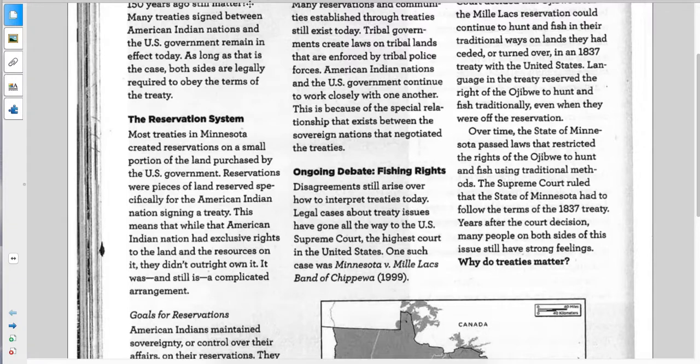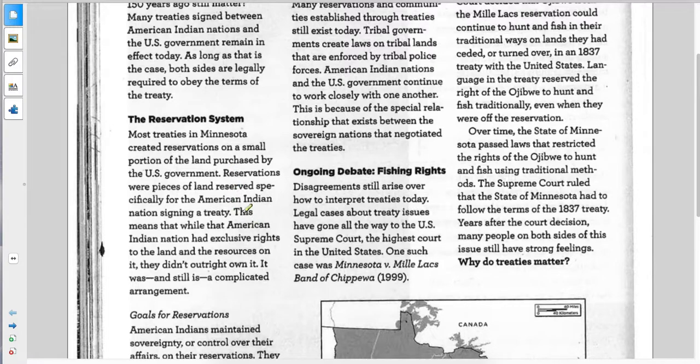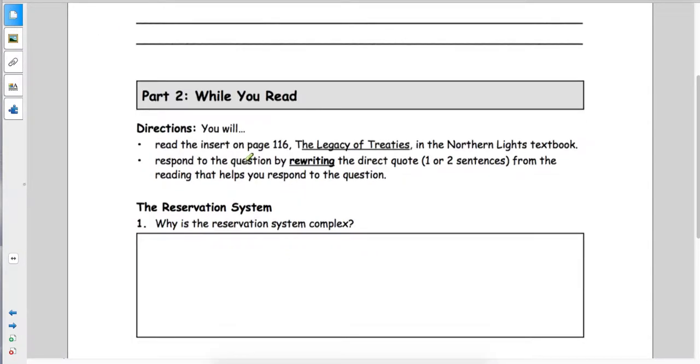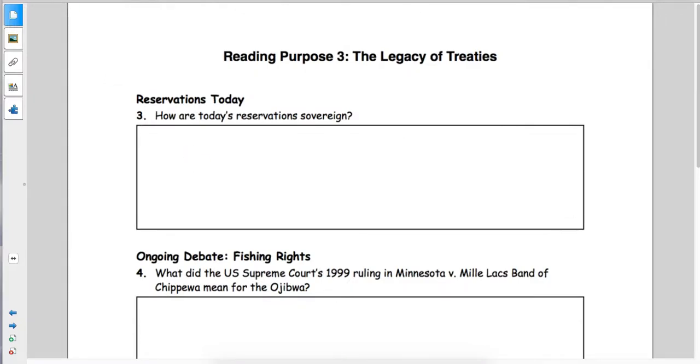So here is my quote that I think makes it complicated: this means that while the American Indian nation had exclusive rights to the land and the resources on it, they didn't outright own it. So I'm going to take this quote and I'm going to place it in this box.